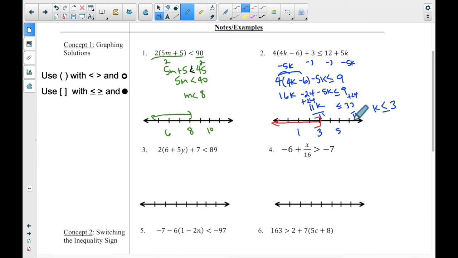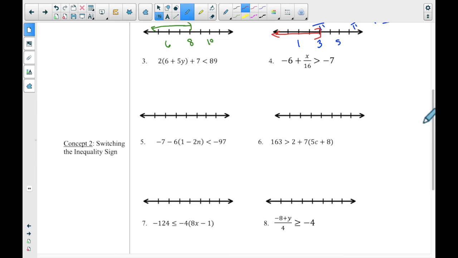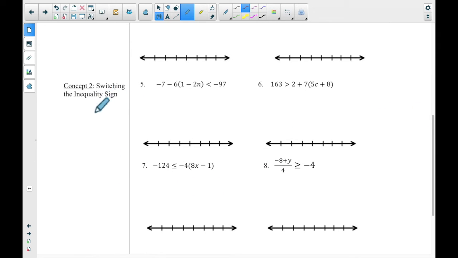This is a less than or equal to, it is a square bracket. Okay, these next two problems don't have really anything new to add, so I'm actually going to skip those, and if we need to do those in class, we can. But for the sake of the video, let's skip those two and move down to number 5, because number 5 is a new concept: switching the inequality sign.